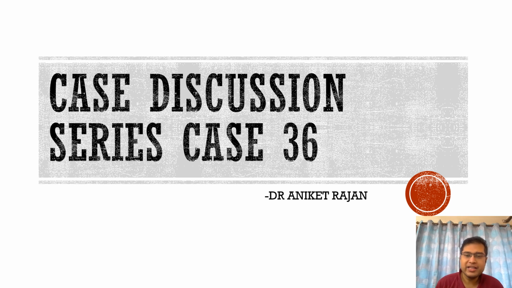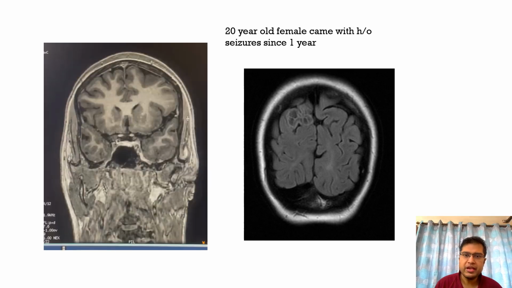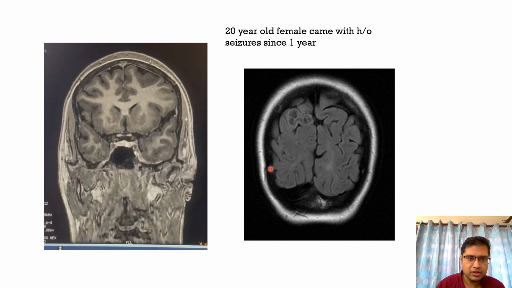So hello everyone and welcome to case 36 of this case discussion series, and today we'll be discussing a very interesting case. It's also a spotter case. Here we have a 20-year-old female who came with history of seizures since the past 1 year now, and this is the MRI picture of this patient.